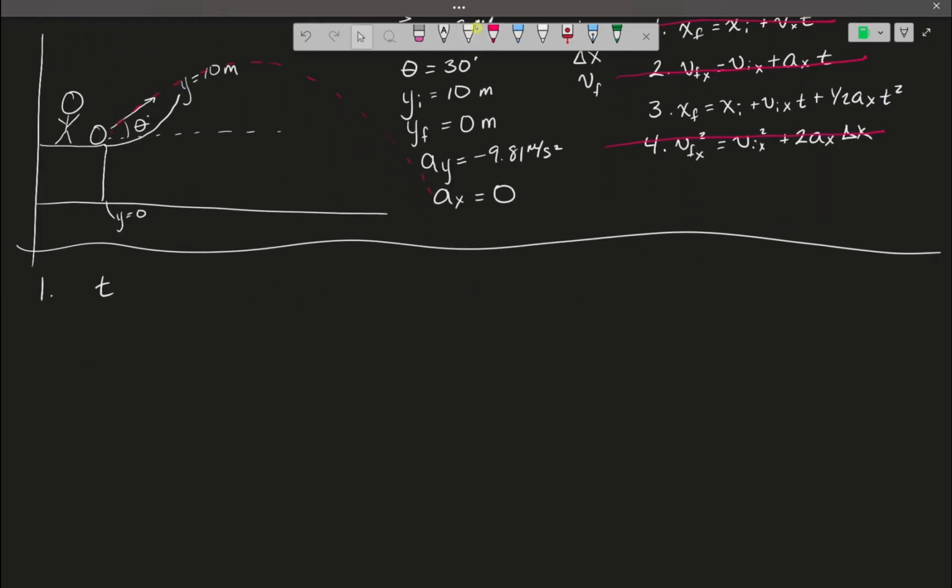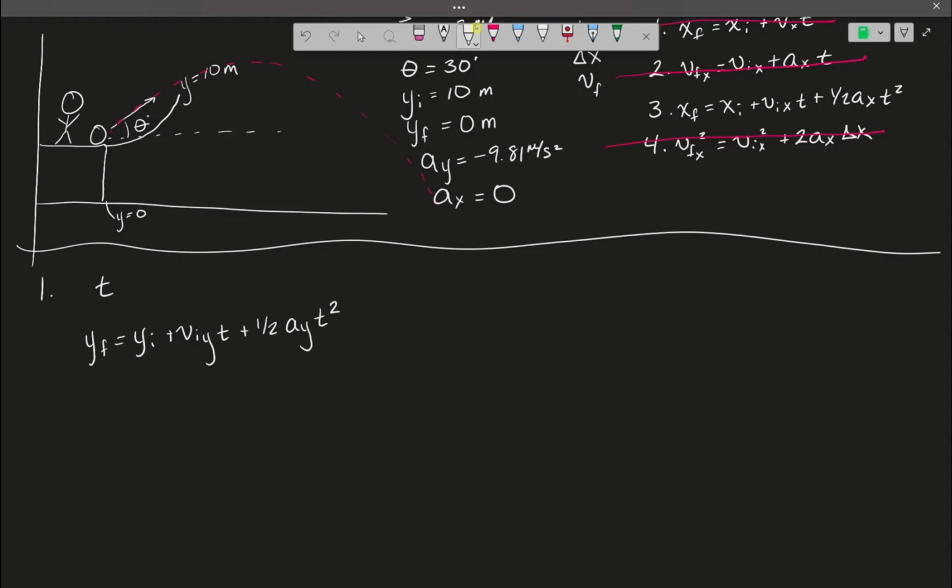So I'm going to write equation 3 using y variables since I'm solving in the y direction. So y final is equal to y initial plus my initial velocity in the y direction times time plus 1/2 acceleration in the y direction times time squared. Already, I can tell that this is going to force me to use the quadratic equation.